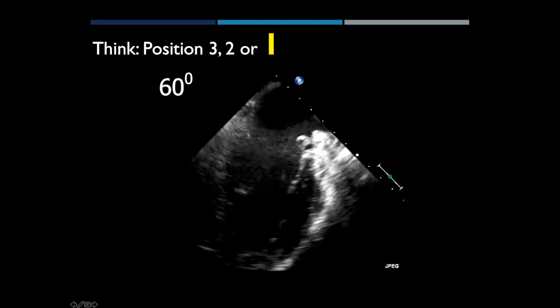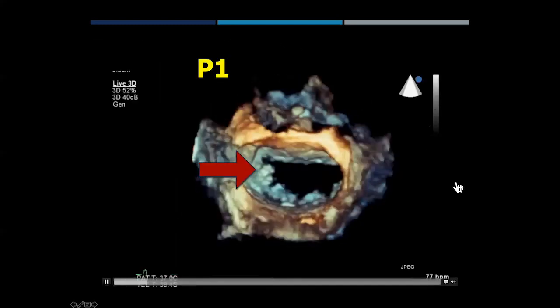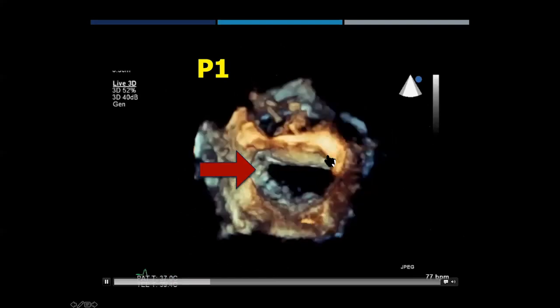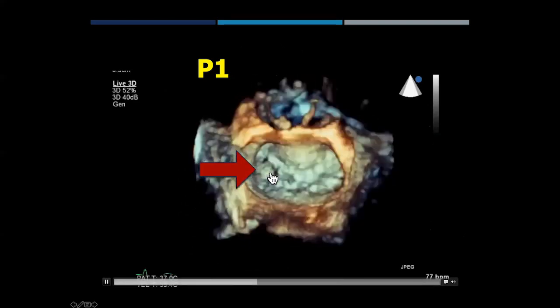And as we said, position 1. If you look at the 3D data set, this is once again the mitral valve viewed from the left atrial perspective, aortic valve in the 12 o'clock position. This is a P1 prolapse.